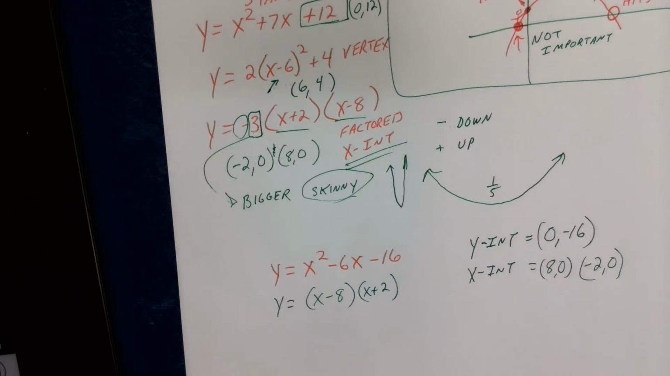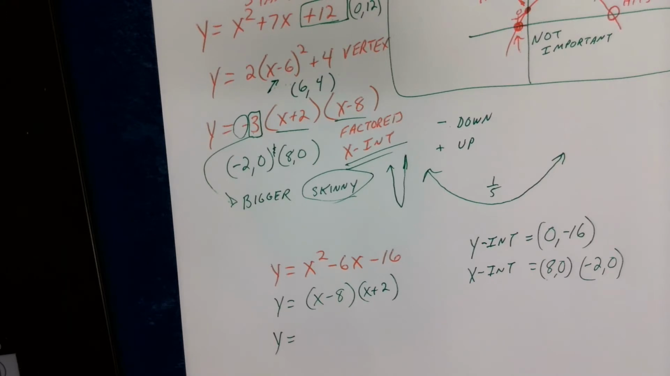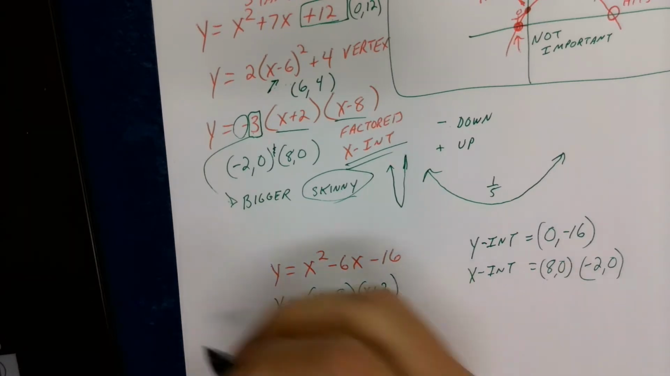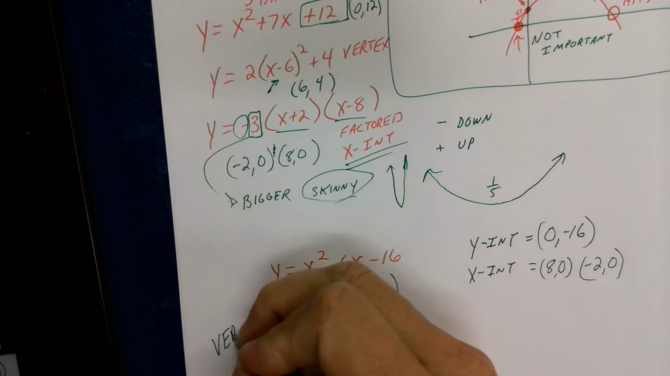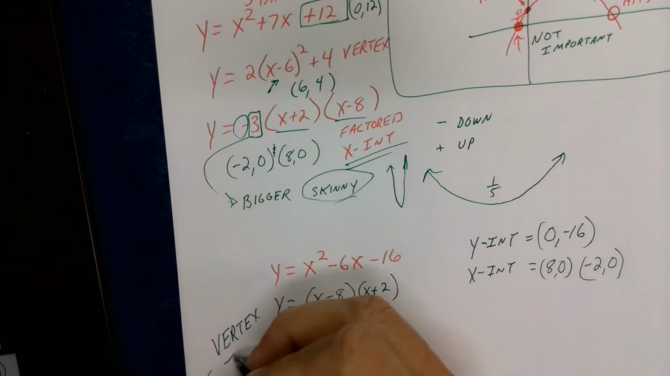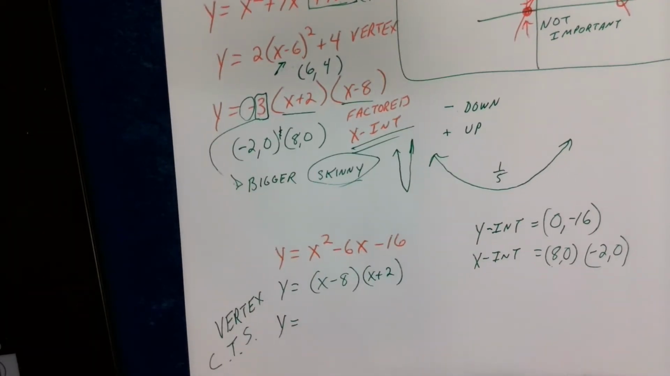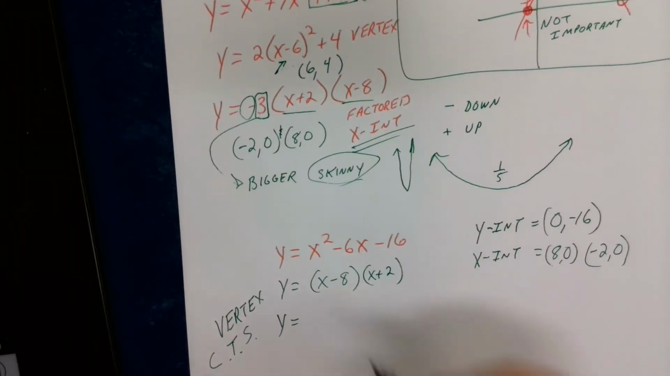And then I'm going to do this, and stay with me on this one. I'm going to move this into vertex form. This is going to be a little tricky, so stay with me. I'm going to do a process to get it in vertex form, a process called CTS, completing the square. I'm going to make this thing a perfect square, and this is how it works.